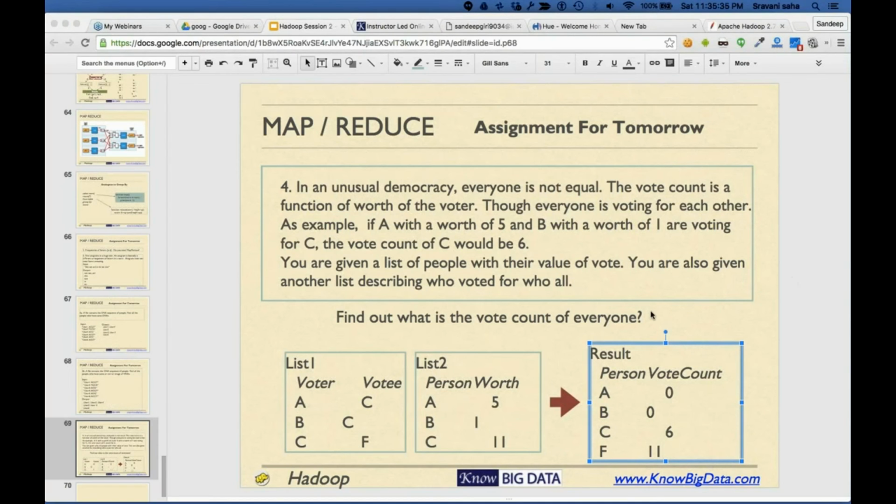So given these two files, you have to find out their vote count. And please note that if you put list 1 and list 2 in a single folder, you can feed them to MapReduce in a single way.